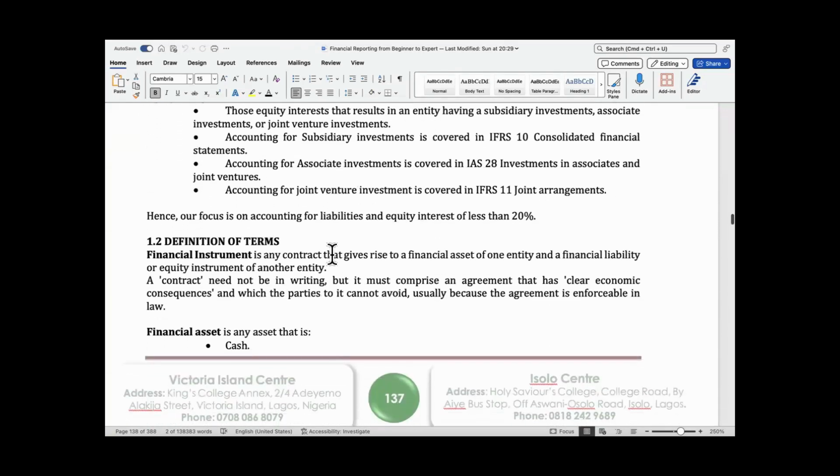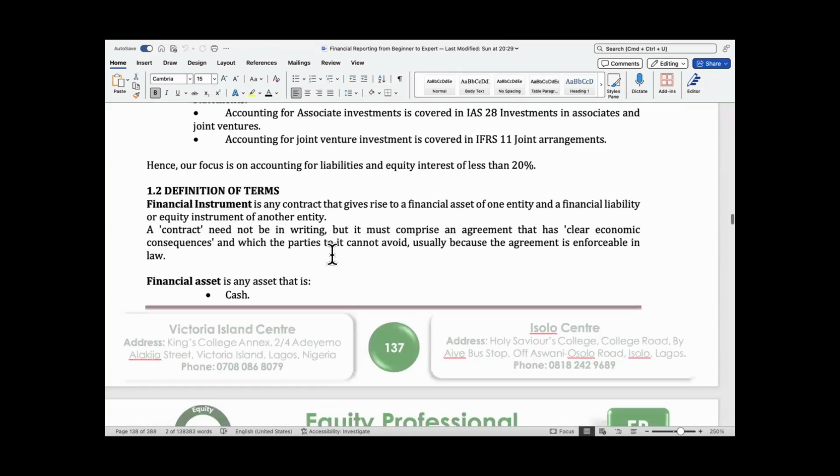We started out with IAS 32 last week, and IAS 32 helped us define some key terms, like what a financial instrument is. And it told us that financial instrument is any contract that gives rise to financial assets of one entity and financial liability or equity instrument of another entity. From that definition, we went ahead to explain what financial asset is, what financial liability is, and also what equity instrument is.